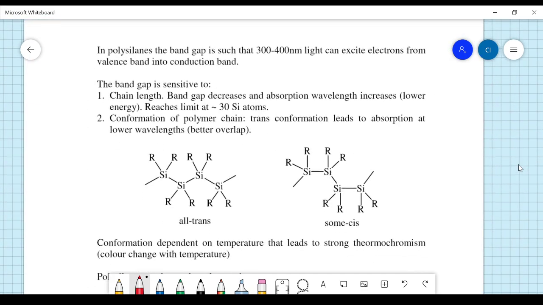In polysilanes, the band gap is 300 to 400 nanometer. The polysilane is such that 300 to 400 nm light can excite electrons. That means this is the wavelength that they are mentioning. What is this 300? It is just violet. So a violet color, or a color slightly less than ultraviolet, can excite the electrons from the valence band into the conduction band and make it conducting.